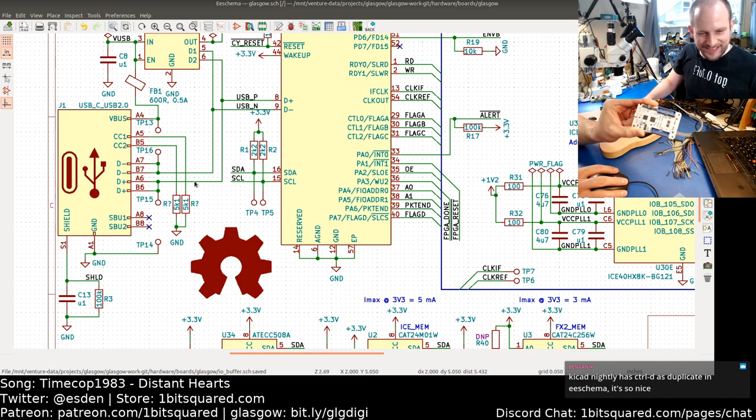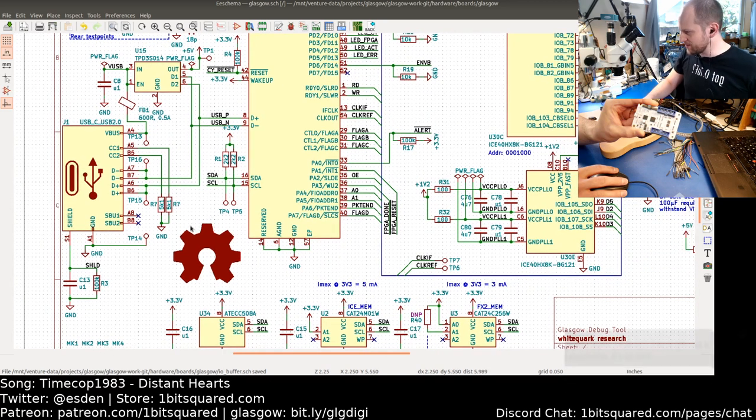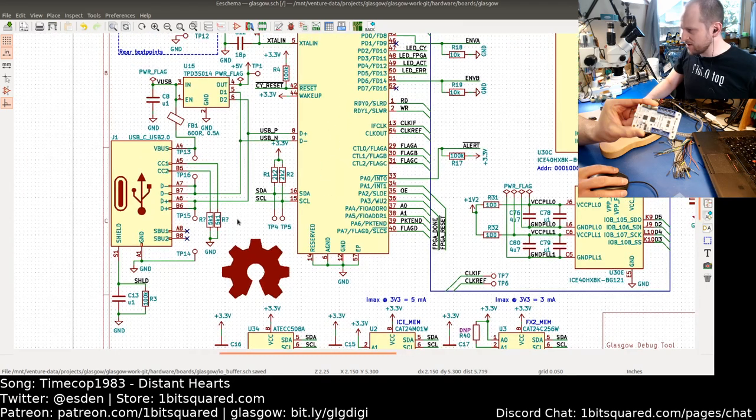KiCad has Control D as a duplicate in its schema. I'm sure they will fix this kind of stuff eventually. There was a big pass of UI fixes. A retired Adobe engineer who was working on UI jumped in and did a huge revamp of a lot of dialogues and a lot of consistency changes. That was a really good thing they did, and they broke a lot of assumptions people had about KiCad. But it did clean up the dialogues a lot.